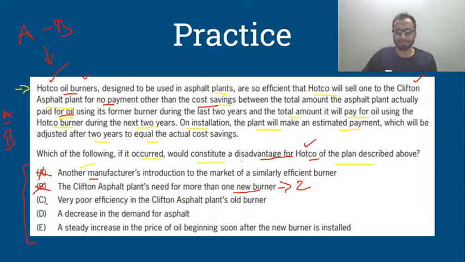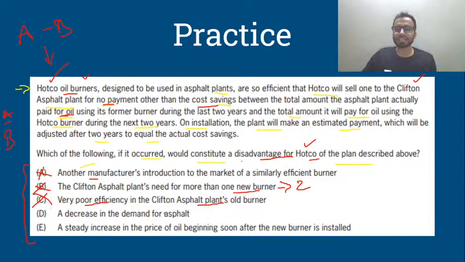We eliminate B. C. Very poor efficiency in the Clifton asphalt plant's old burner. If the case is of very poor efficiency, that means they're spending a huge amount on purchasing oil. So then, instead of being a disadvantage, even this should be an advantage, right? So we'll eliminate C as well.